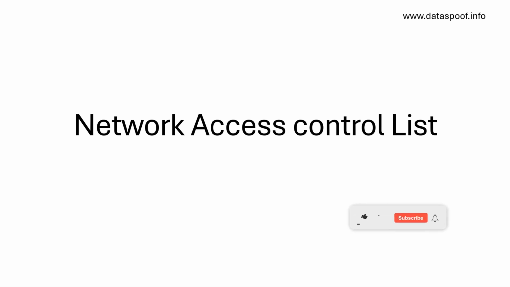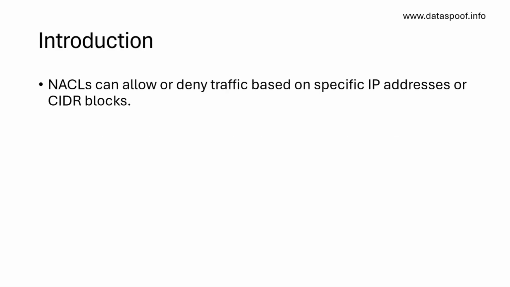For example, let us take a scenario. Suppose that there is a website and there is a lot of requests coming from a few particular IPs. So it will crash the whole system. So what we can do in order to prevent this is, we can use NACL to block that particular IP from reaching our website. So this is called NACL, Network Access Control List. So NACL can help us to allow or deny traffic based on a specific IP address, whereas in security groups, you can only allow the traffic.